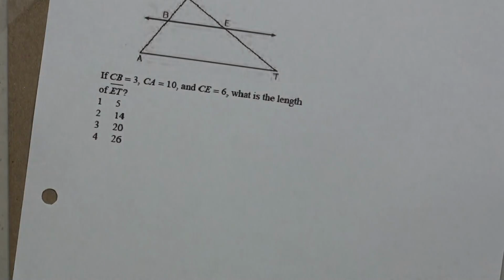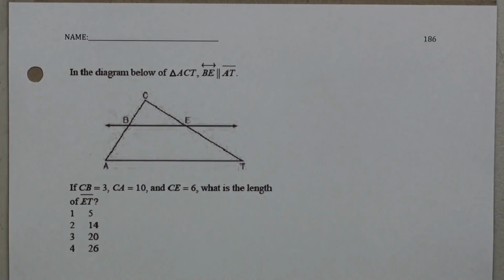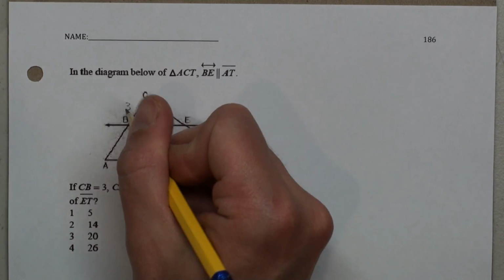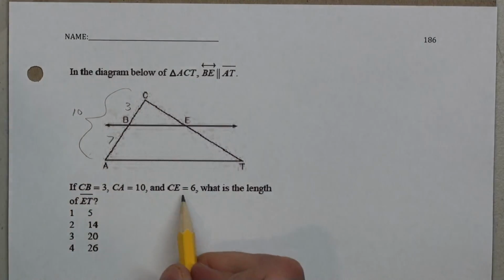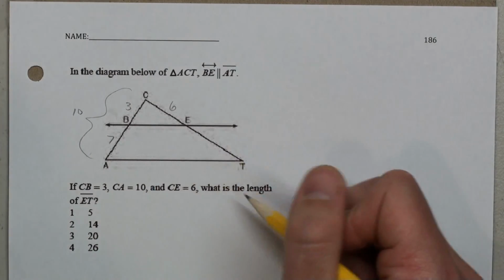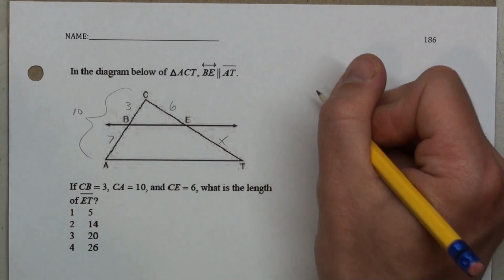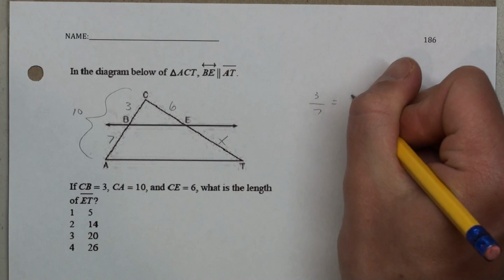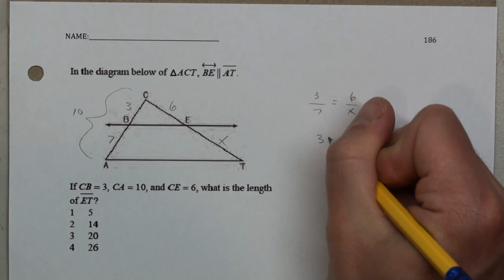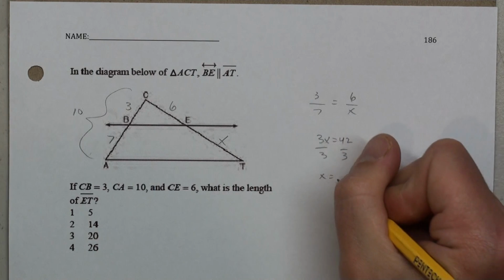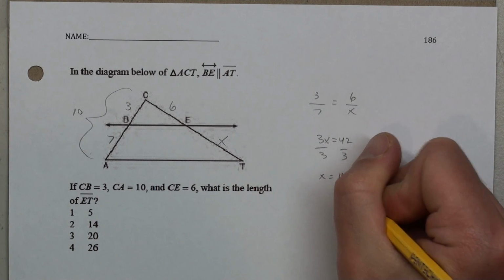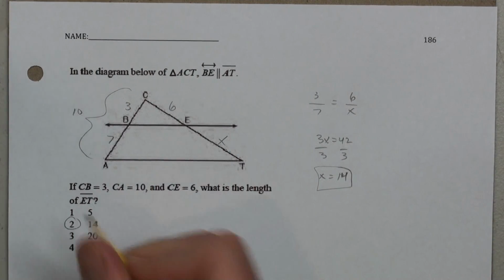Now we're moving into side splitter theorem stuff. So CB is 3, CA is 10, which makes this 7, CE is 6, ET is what we want to know. So we can do 3 over 7 equals 6 over x, 3x equals 42, divide by 3, x equals 14. Choice 2.